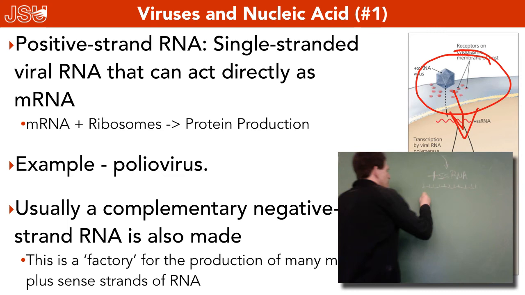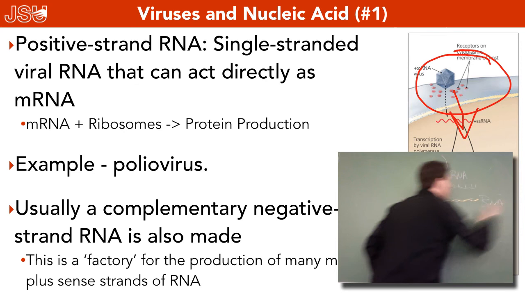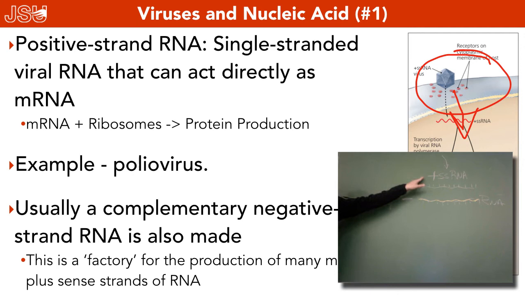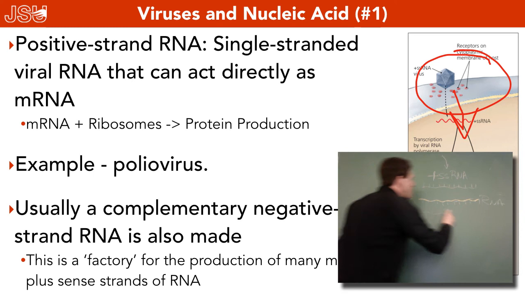I'm going to use another color here. I'm going to make a negative sense RNA, which is the complement to the positive sense. And then what can I do with my negative sense RNA? Make positive sense RNA as a copy, right? So this can serve as template, right? And the negative sense RNA serves as template to make more positive sense RNA.